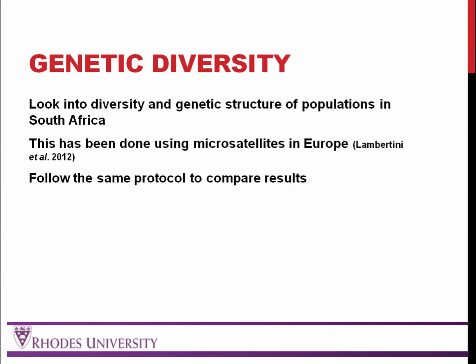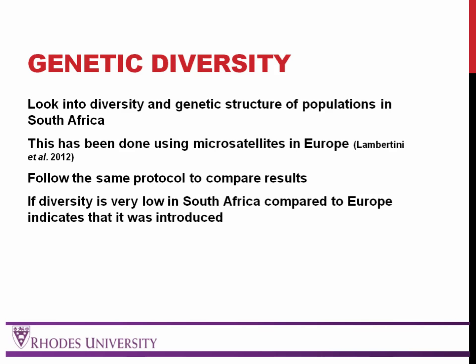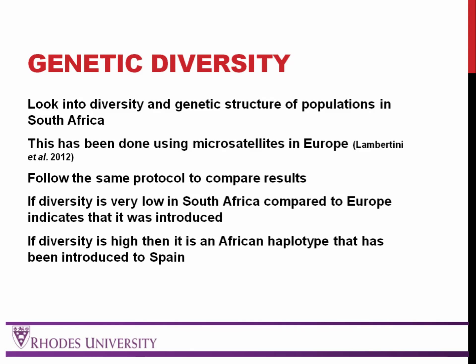If we have a low genetic diversity in our Phragmites populations, this will show us that our Phragmites is most likely not a native plant and was in fact introduced from Spain. If we find a higher genetic diversity, then we will have a lot of evidence to show that haplotype 3 can still be called a unique African haplotype.